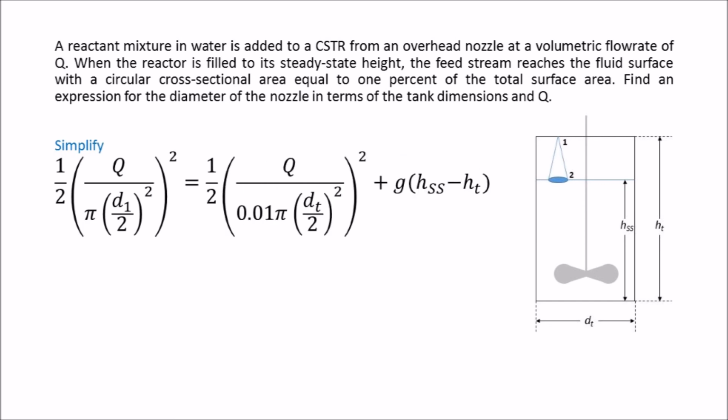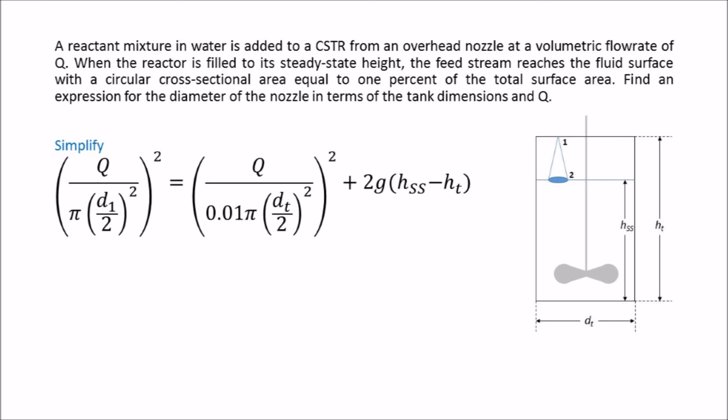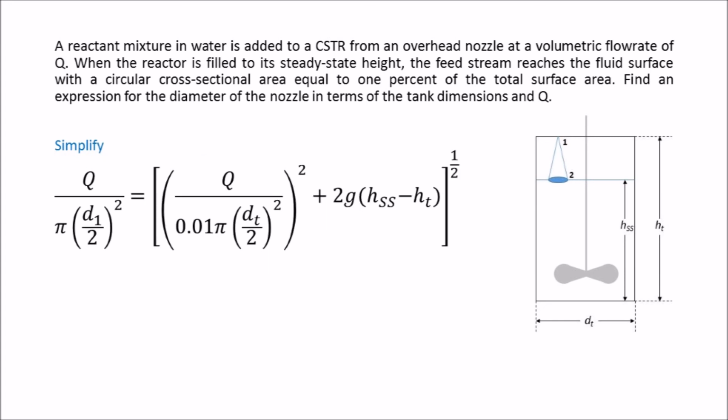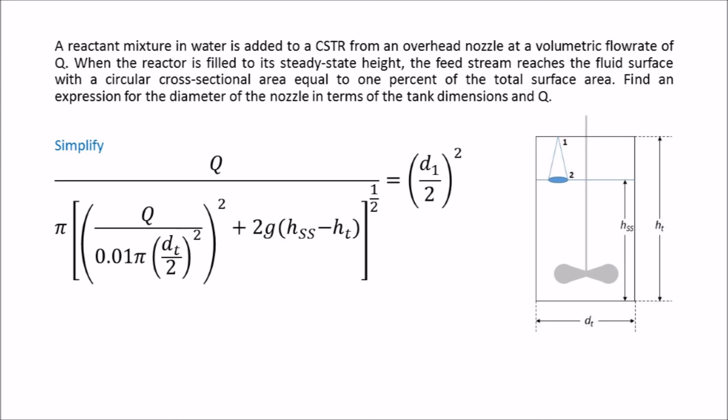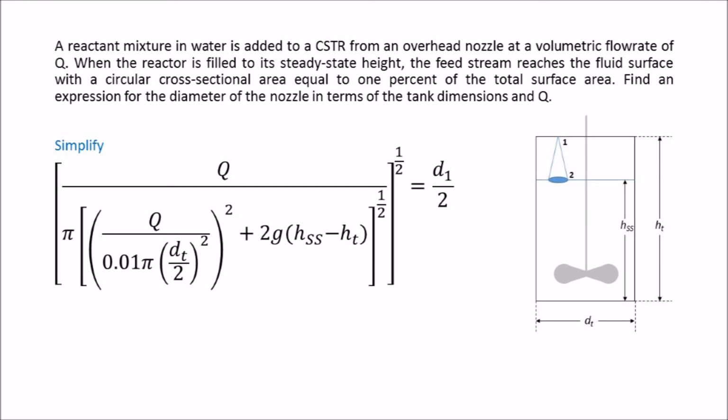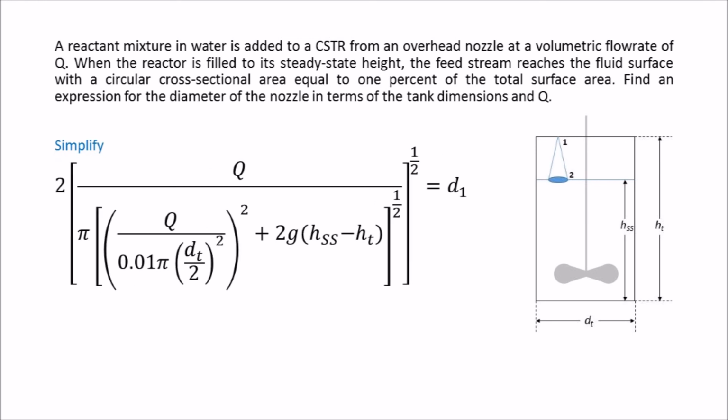We start by combining both of our height terms on the right-hand side. We then multiply through by a factor of 2. We can take the square root of both sides, multiply by the term containing D1, take a second square root to isolate D1, and finally, multiplying by a factor of 2, we arrive at the desired, if somewhat unwieldy, equation for nozzle diameter.